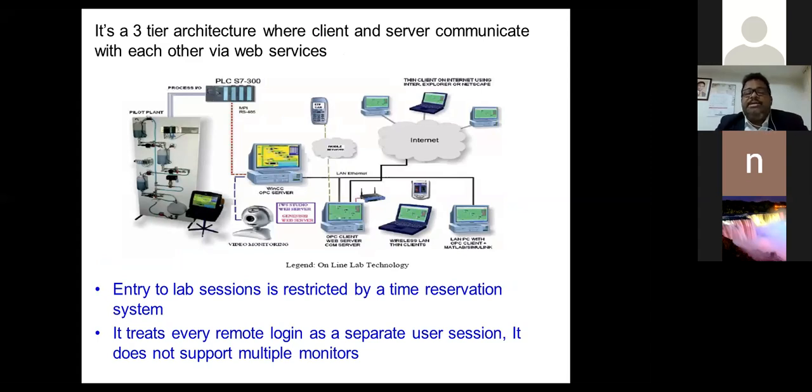So this is just to share with you how it happens. Normally, three things are in the picture. One is the client, meaning the user, and the server, and the server is connected to the lab. You can see on the left-hand side an experiment going on. I've taken it from the net. The server is getting the data from the PLC and sharing it to the internet, and through the server the client communicates. Then you need to have a web service. So these three things are important. And entry to the lab session is restricted by a time reservation system.